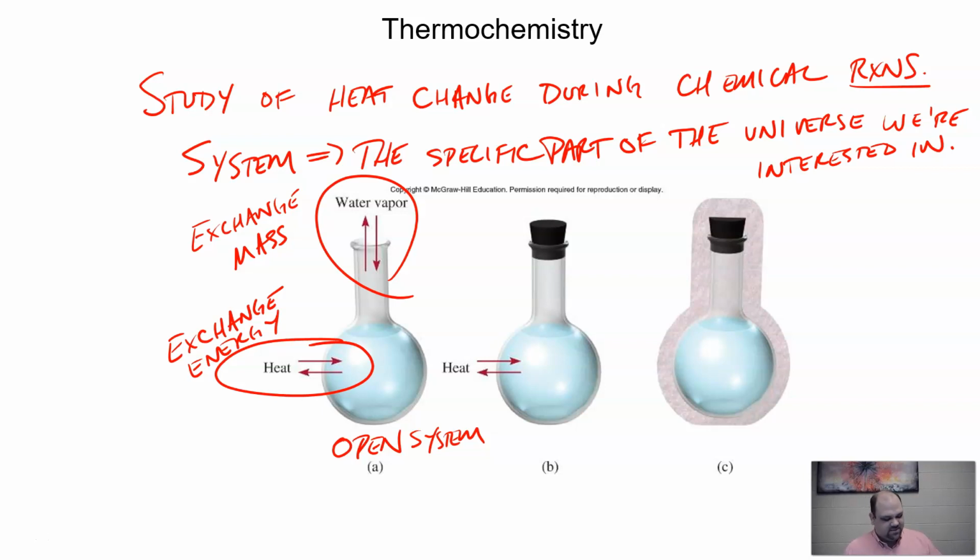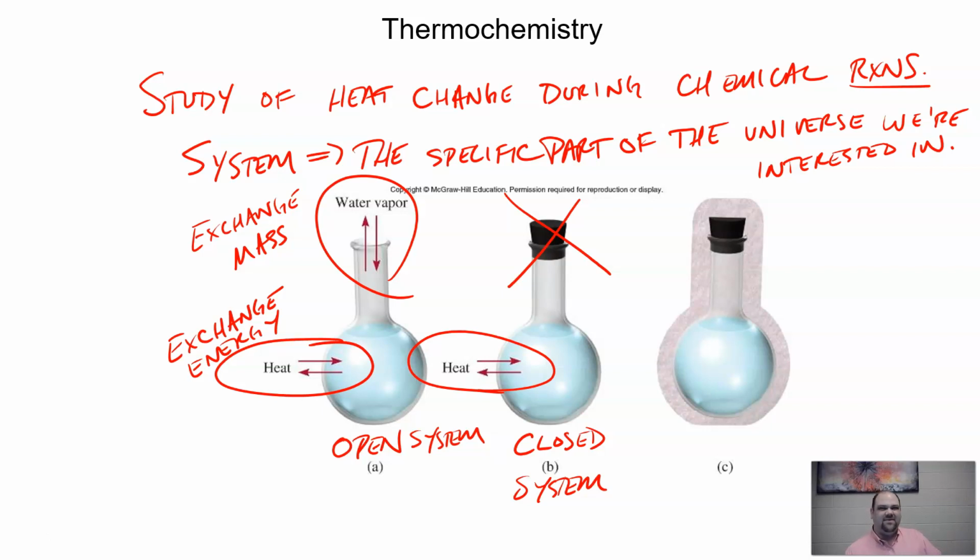In the next picture, in part B here, we call this a closed system. In a closed system, you can tell we've just put this stopper on, and so we have stopped the flow of mass. We've stopped the exchange of mass between the system and the surroundings. But what we haven't done is stop this flow of heat, that exchange of thermal energy between the system and the surroundings. Think about a water bottle that you leave in your car on a winter's day, right?